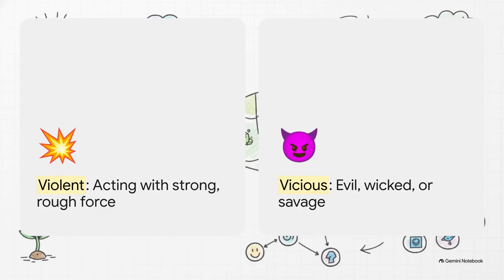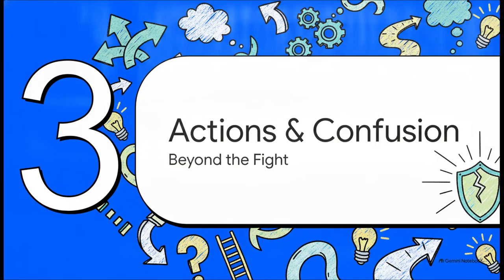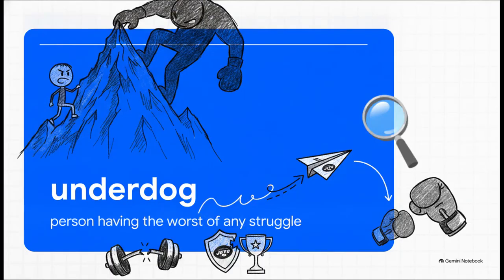But a vicious gossip columnist, they're publishing false stories with pure malicious intent. Let's shift gears a bit. Section 3, actions, status, and confusion, moving beyond the fight. So we're stepping away from the direct conflict now to look at the actions, the physical states, and the confusing statuses that tend to pop up during a struggle.